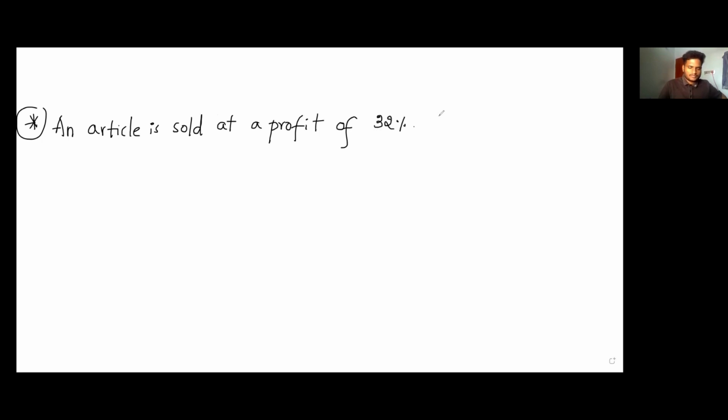Okay. Solve this. In the profit and loss and percentage chapter, there are a lot of imagination things you have to do, and this was one of them. An article is sold at a profit of 32%.